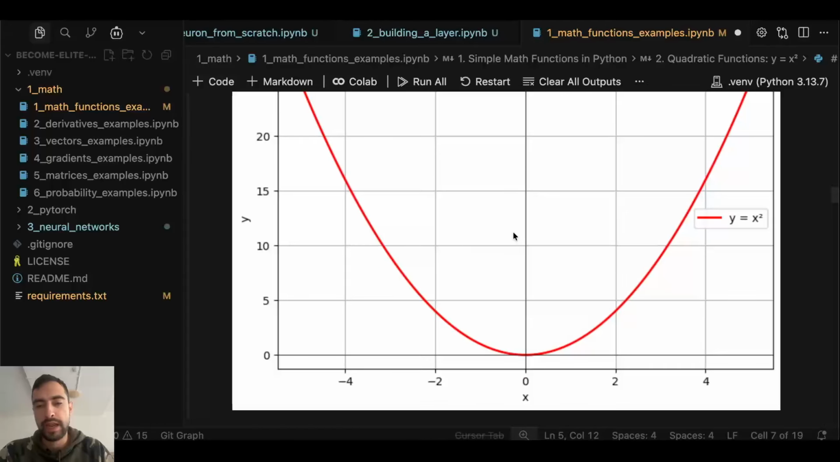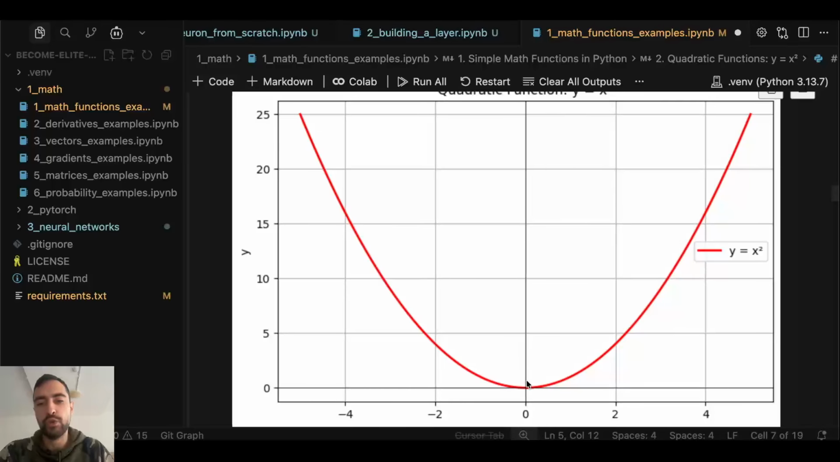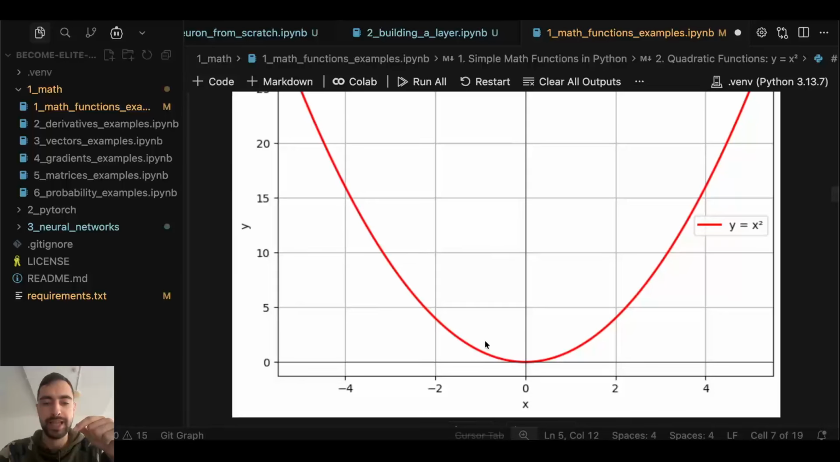Now notice that y is always positive here, so y never goes below 0 on the y-axis. We never go down because the square function, the quadratic function, will always make everything positive, because if you multiply two negative numbers, or a negative number with itself, it's going to become a positive number. So if you square a negative number like -2 here, it will become a positive number.